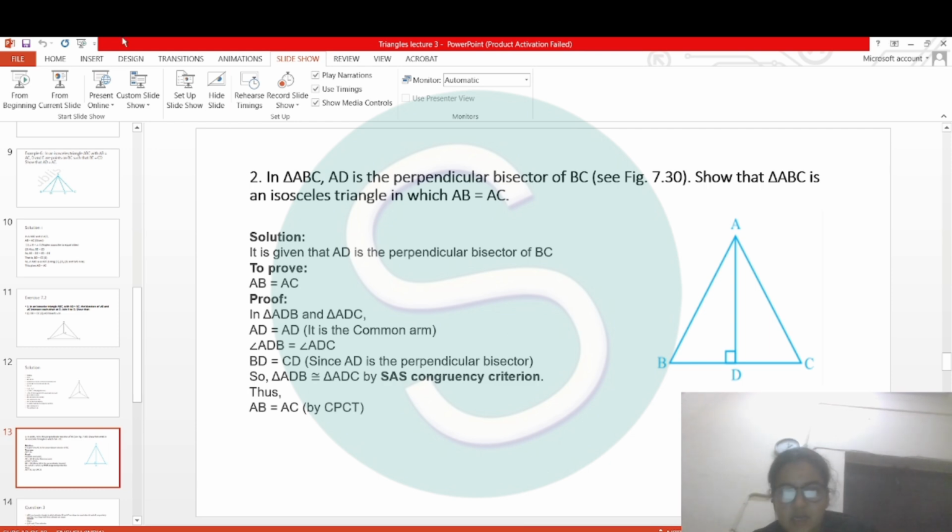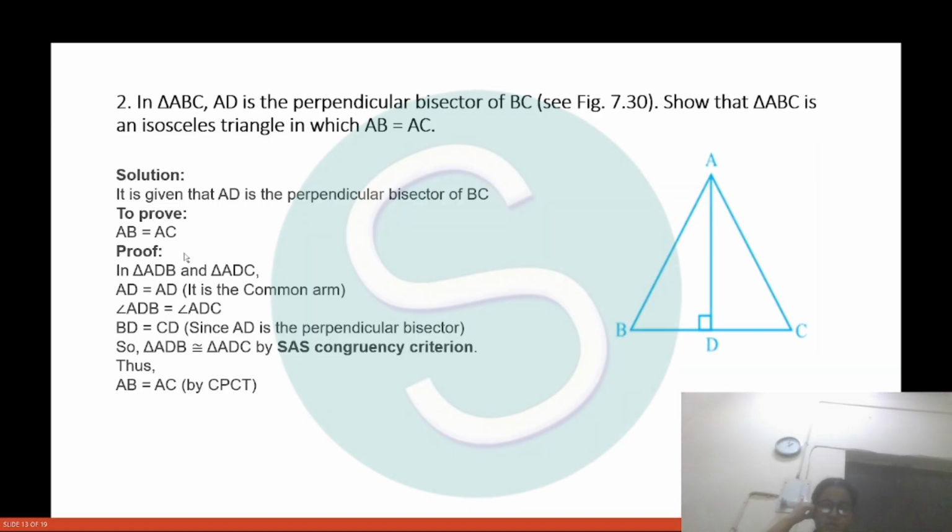So we will start with a question which says: in triangle ABC, AD is a perpendicular bisector of BC. Show that triangle ABC is an isosceles triangle in which AB equals AC. So here this is a triangle ABC. AD is a perpendicular bisector, which means it divides BC into two equal parts, that is BD equals DC. Then we have to show that this triangle is an isosceles triangle.